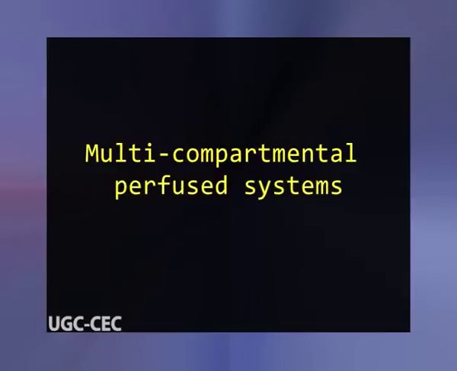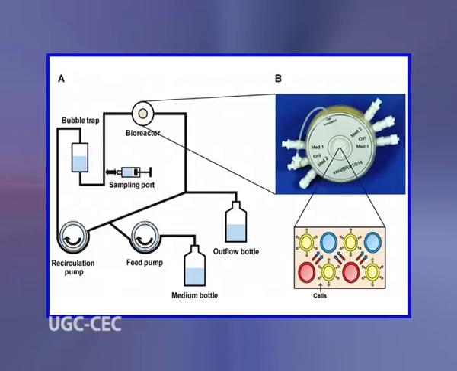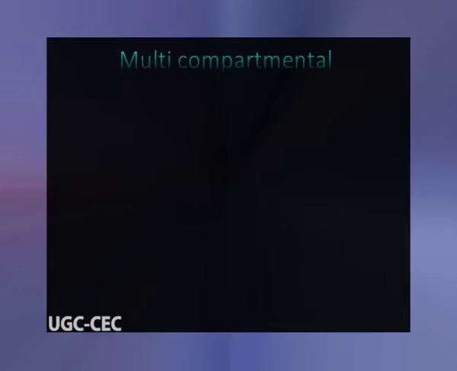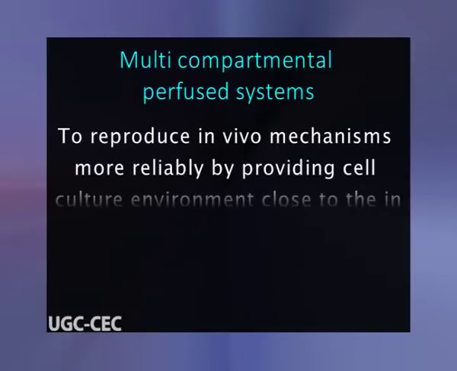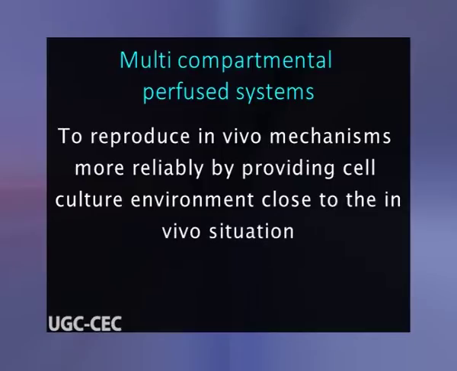Multi-compartmental perfused systems: new testing platforms are now developed to solve problems related to cellular interactions. These new platforms are much more complex, based on multi-compartmental perfused systems. The main objective of these systems is to reproduce in vivo mechanisms more reliably by providing a cell culture environment close to the in vivo situation.